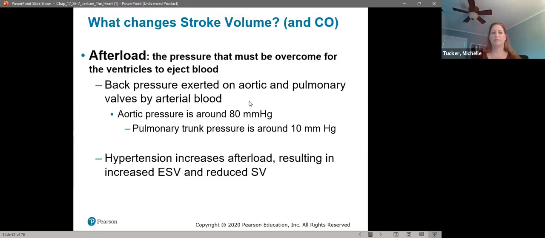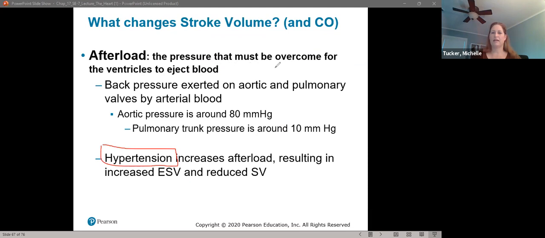Now, the third one is afterload. In a healthy individual, afterload is not going to be playing a factor. But where afterload comes into effect is in disease conditions where there's hypertension. So afterload is the pressure that must be overcome for the ventricles to eject blood.